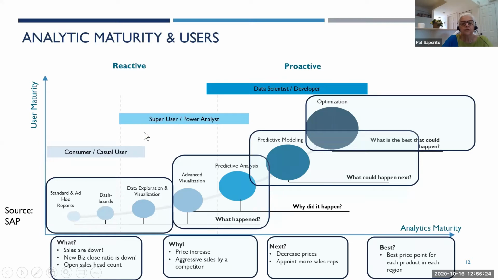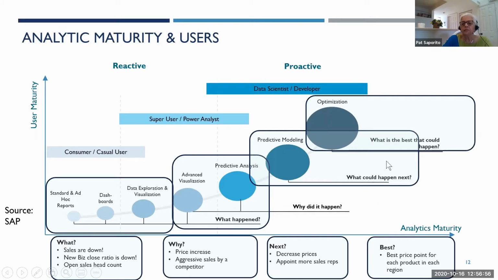As we move a bit more to the right, we get into advanced visualization and predictive analysis. And I also think of this in terms of questions. So when we're looking at the most reactive stuff, we're looking at the past, what happened, right? As we move a bit more to the right in the advanced visualization and the predictive analysis, we're trying to find the why. Why did this happen? And as we move into the proactive part, we're now going into predictive modeling and saying what could happen next.